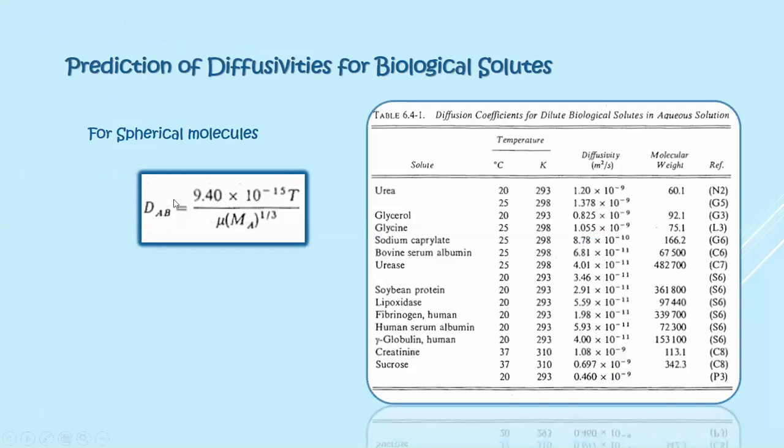Now, there's also a way of determining diffusivities for biological solutes. Biological solutes meaning they are made from, like, urea, or glycerol, glycine, all the things that you are seeing here.